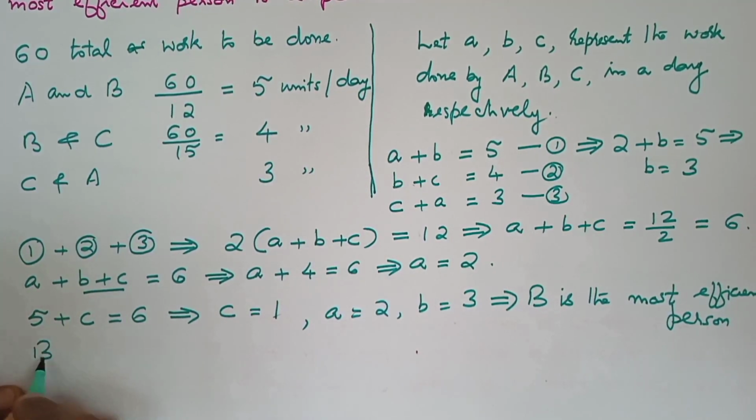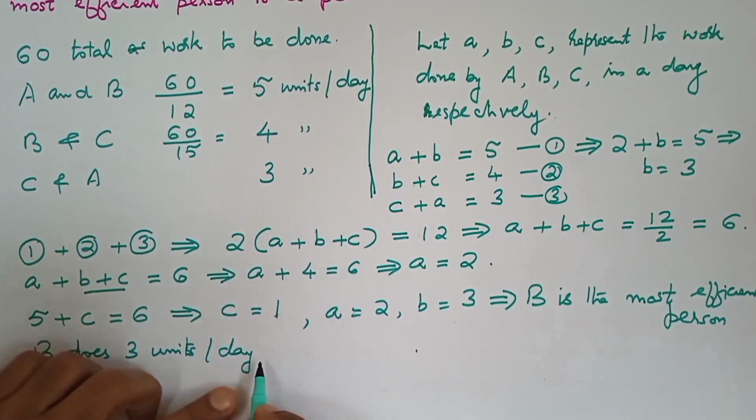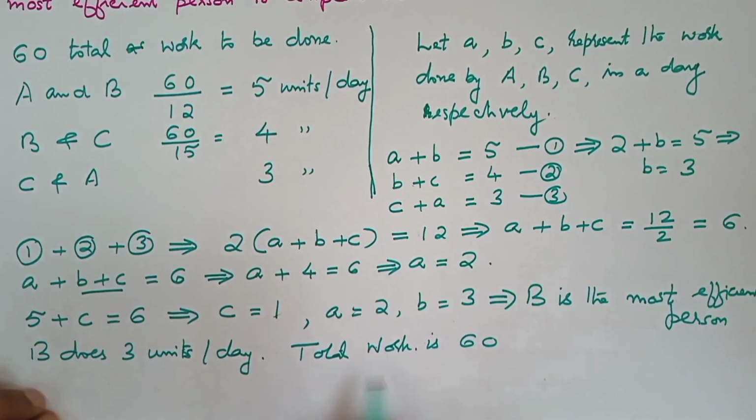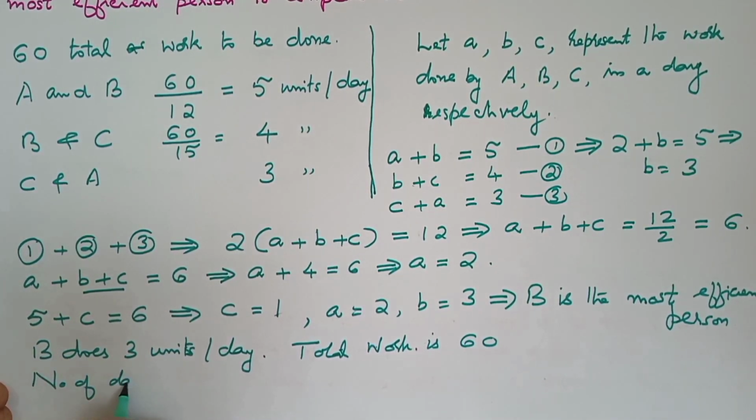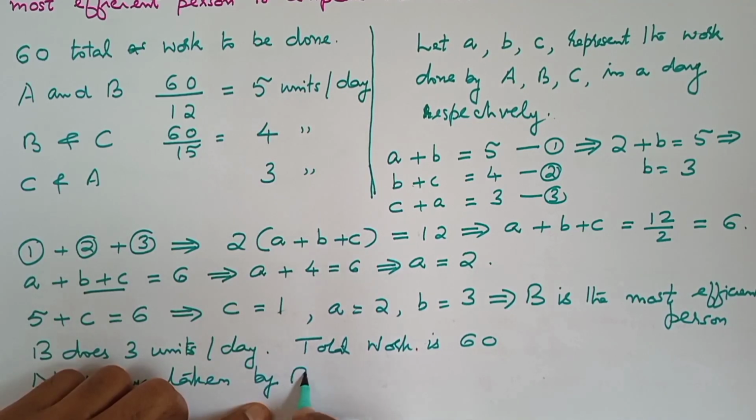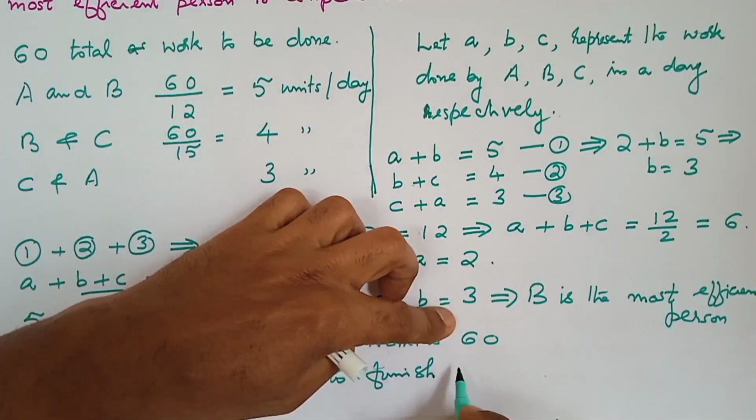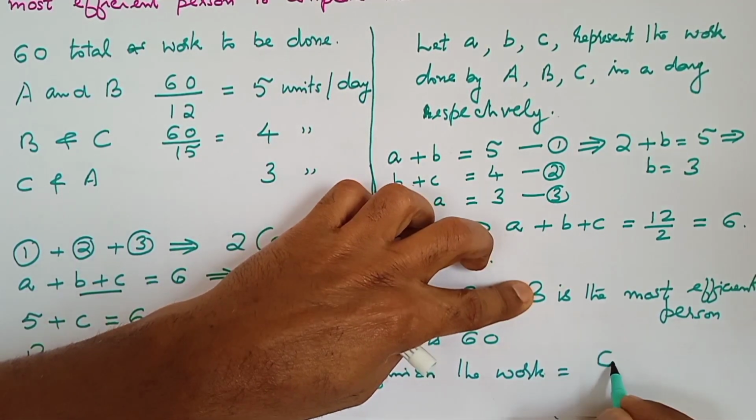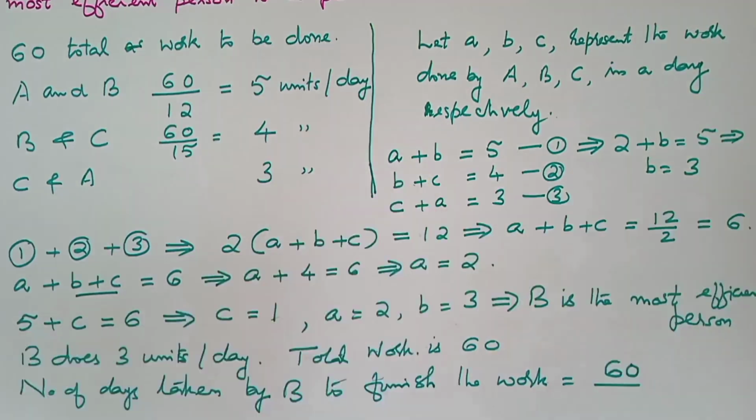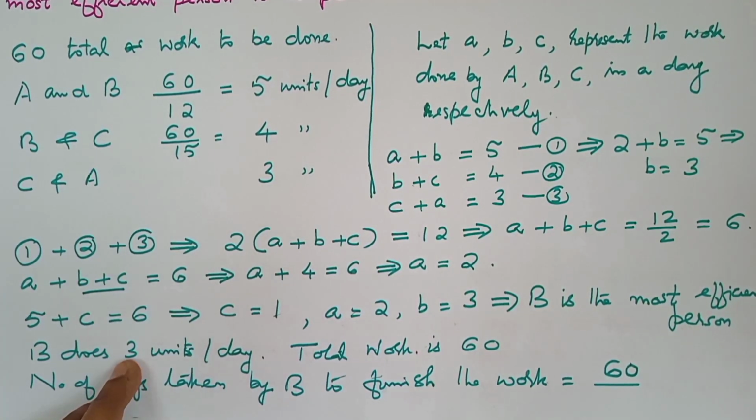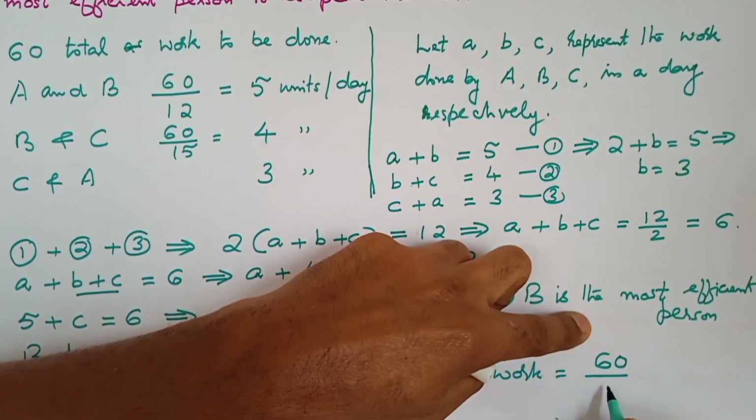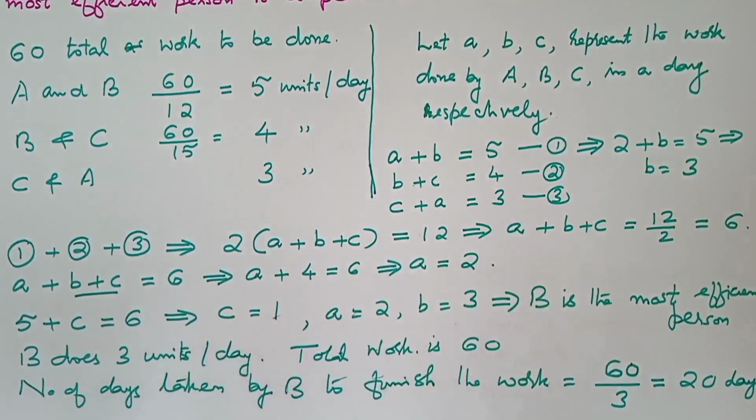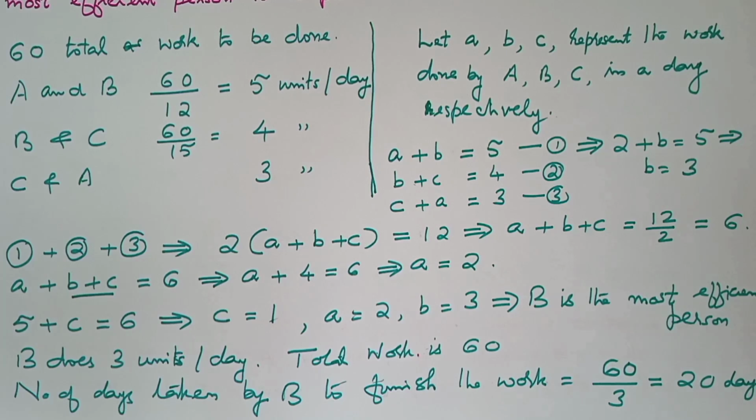So B does 3 units per day and the total work is 60. So the number of days taken by B to finish the work will be the total amount of work to be done divided by the quantity of work he does on a daily basis, which is 3 units. So 20 days. Let's do one more problem before signing off today.